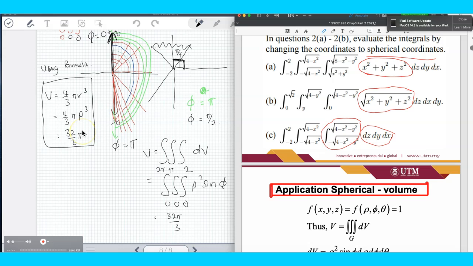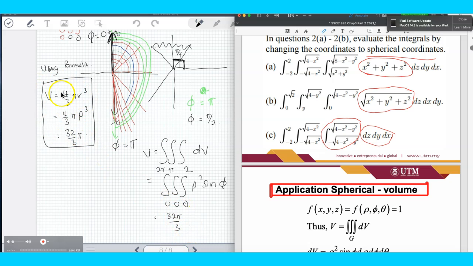If we relate it to the formula for finding the volume, we know that the volume of a sphere is given by 4 over 3 pi r cubed, where r means the radius of the sphere. Now we plug in rho is 2, so rho cubed is 8. So 8 multiplied by 4, you get 32 over 3 pi, and the answer is the same.